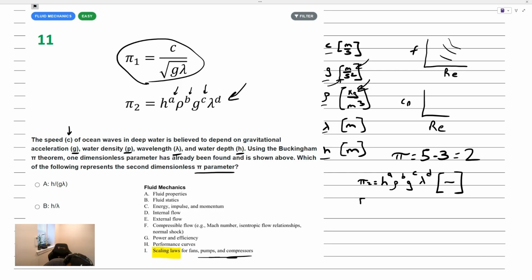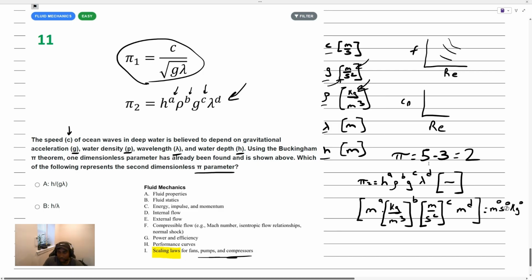So if we fill in some of the dimensions here for height or for depth, we want to fill in meters. For density, we have kilograms per cubic meter. This one is raised to the A. This one is raised to the B. Gravity, which is meters per second squared, is raised to the C. And lambda, or wavelength, is raised to the D. And what we're going to do is make sure that this is equal to a dimensionless value, which means we have no meters, no seconds, and no kilograms. Those will all be raised to the 0 power to produce a constant or a dimensionless value.